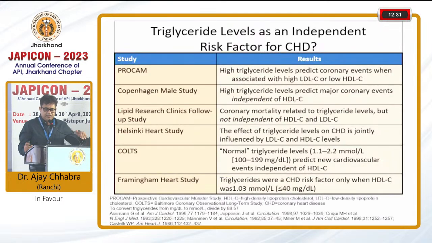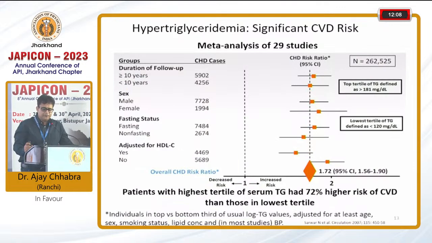Now let us see whether triglyceride level is an independent risk factor of CHD or not. We have so many studies: ProCam, Copenhagen Male Study, Lipid Research Clinical Follow-up Study, Helsinki Heart Study, and Framingham Heart Study. Most of the studies suggest that high triglyceride levels predict coronary events even when associated with high LDL, low LDL, or at times with normal LDL. Hypertriglyceridemia carries significant CV risk. This is a meta-analysis of 29 studies, and it clearly shows that patients with the highest tertile of serum triglyceride had 72% higher risk of CVD than those in the lowest tertile.